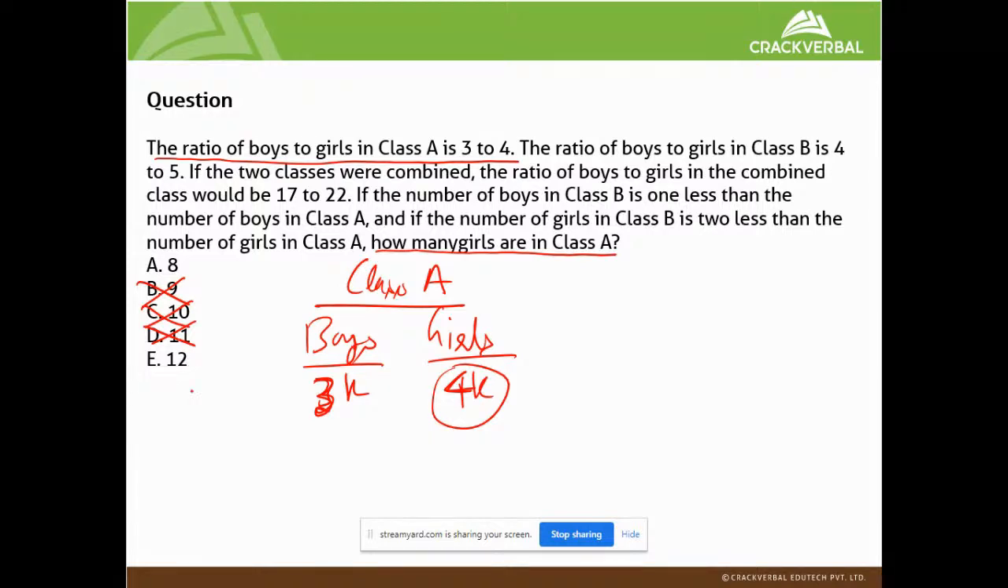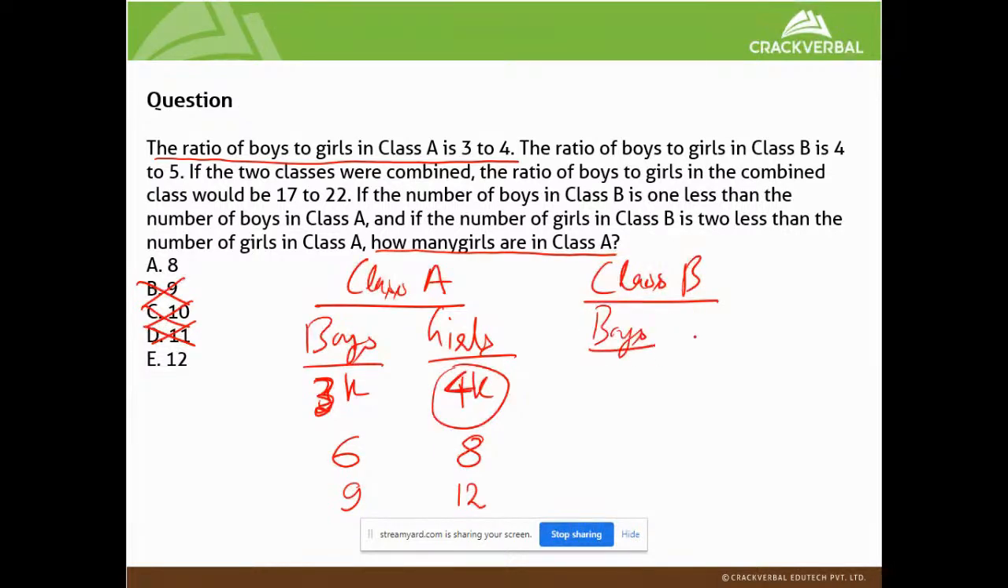Now think about this. According to this reasoning that we had, your number of girls can be either 8 or 12. Now, if the number of girls is 8, the number of boys should be 6 because it's a ratio of 3:4. If the number of girls is 12, the number of boys should be 9 because again a ratio of 3:4. Now let us look at class B.